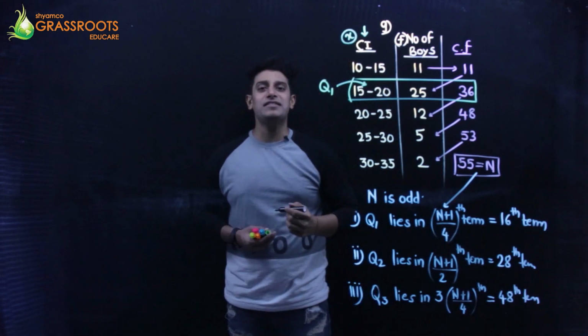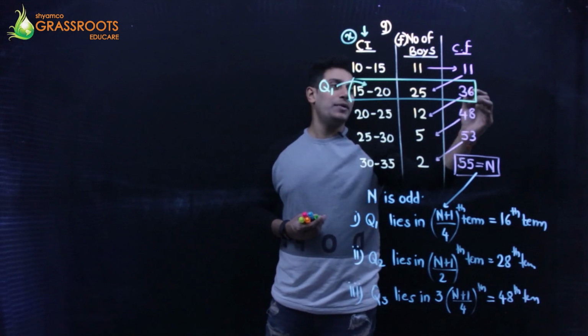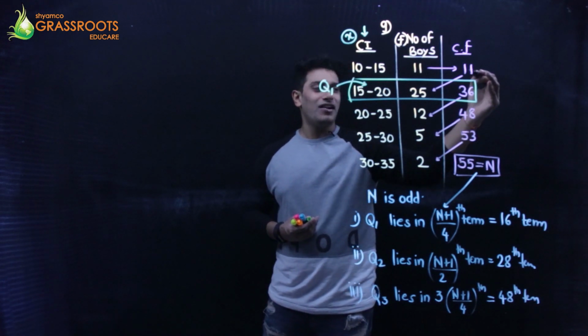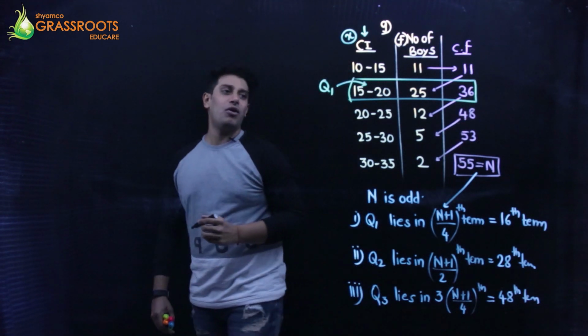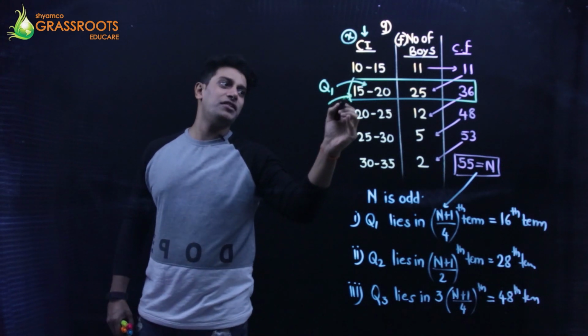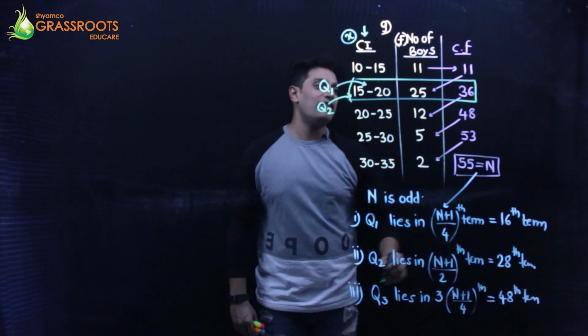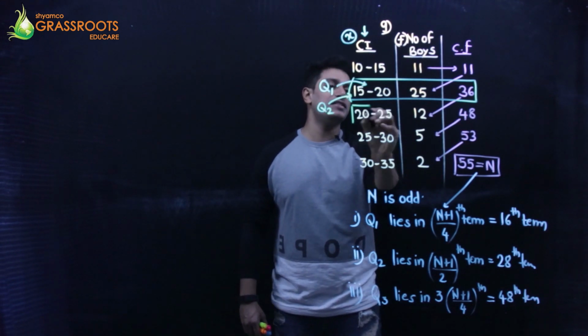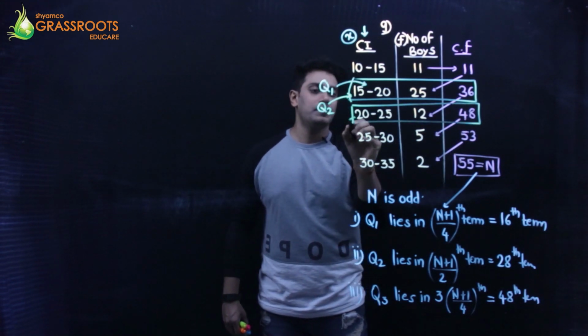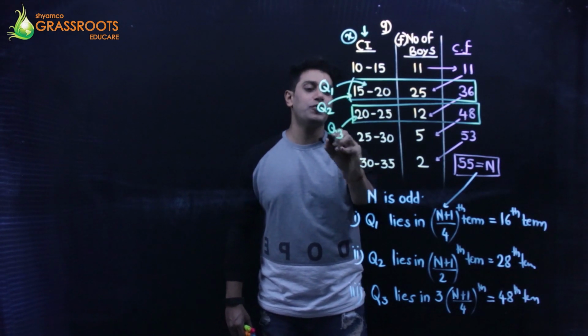28. Median lies in the 28th position. 28 lies between, again, 11 and 36. Alright. So in the same pointer, I'm also going to get my answer of median. And 48 is going to be this itself. This is going to be my location of Q3.